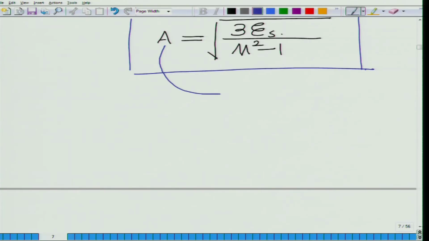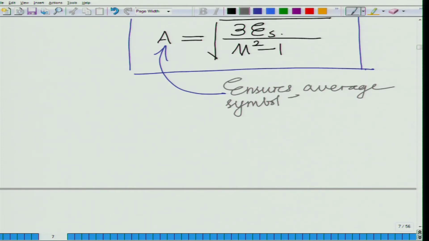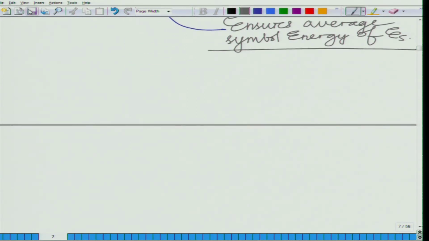So, setting this value of A ensures an average symbol energy of Es, that is the whole point. Okay. And therefore, now we have the parameter A, where 2A is the spacing between these two levels. We also know that our waveform x(t) equals A naught times p(t).